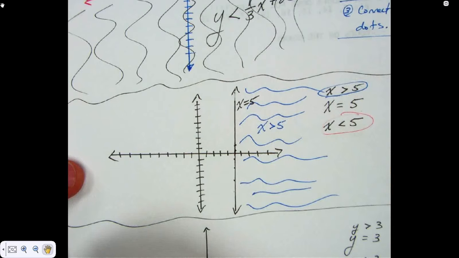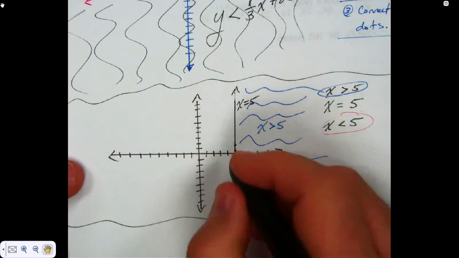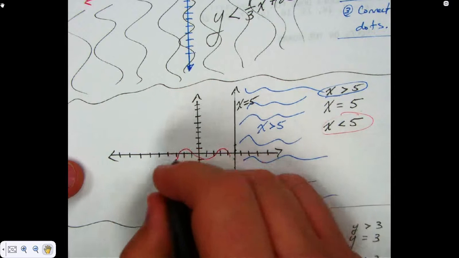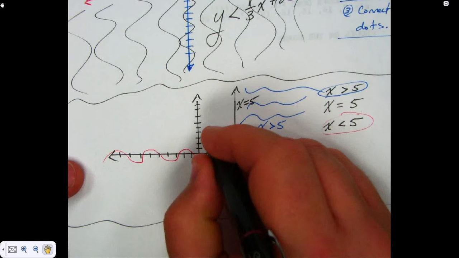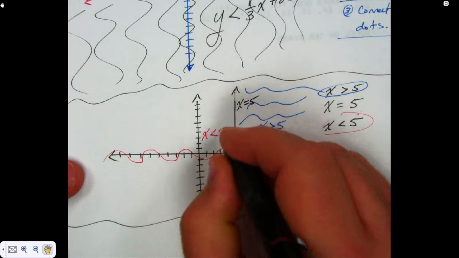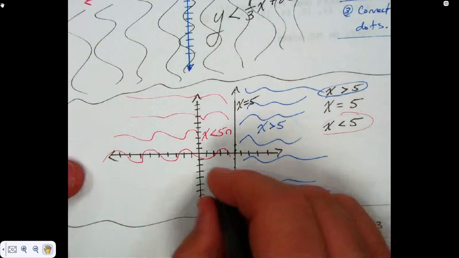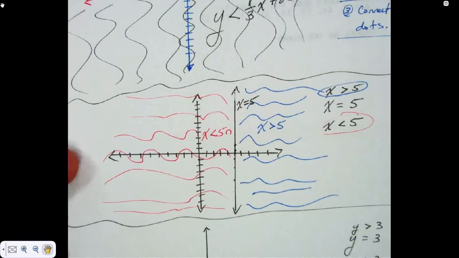What about the x's less than 5? Would that be to the left or to the right? Process of elimination. Yes, but don't the x's get smaller that direction? So that's where x is what? Less than 5. Easy peasy, huh? Make sure you got that down.